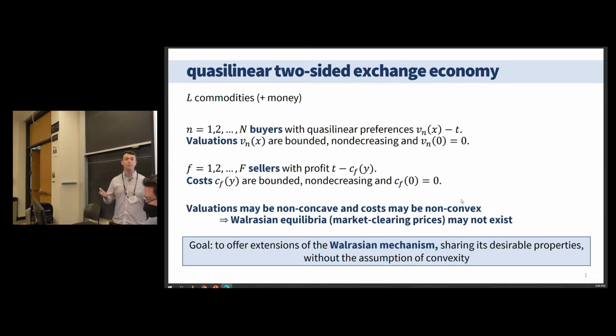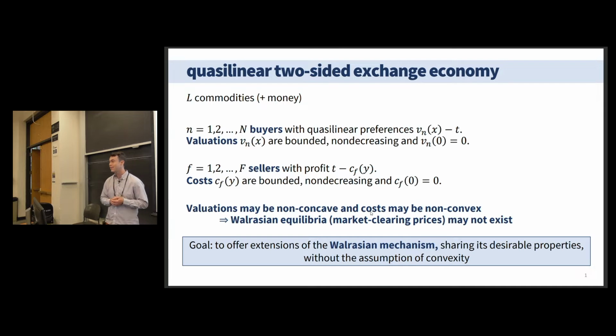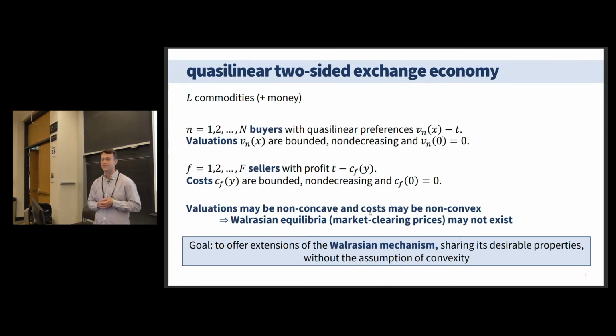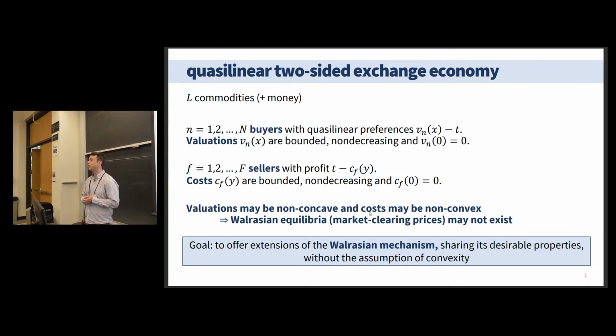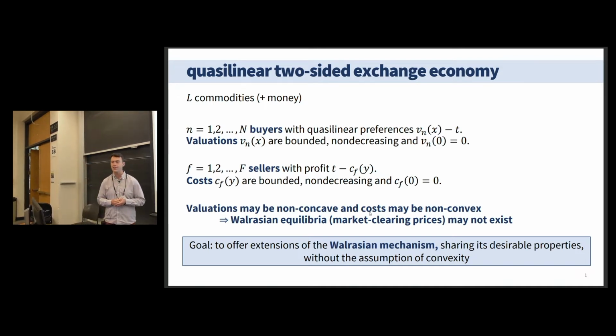And we're going to assume natural things about these valuations, that they're bounded, non-decreasing, and normalized to be zero at zero. Sellers have usual profit functions, payments minus costs. Those costs are also bounded, non-decreasing, and normalized. But where we depart from the traditional general equilibrium literature is that we won't be assuming that the valuations are concave, nor that the cost functions are convex.